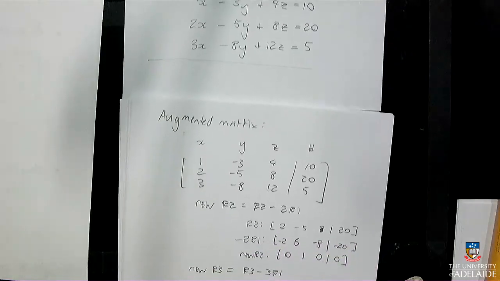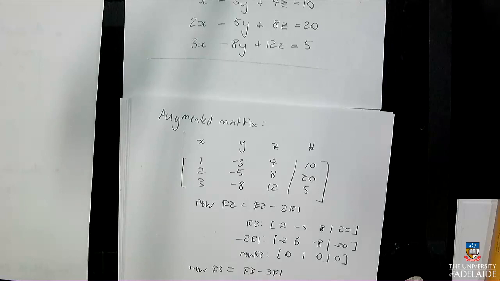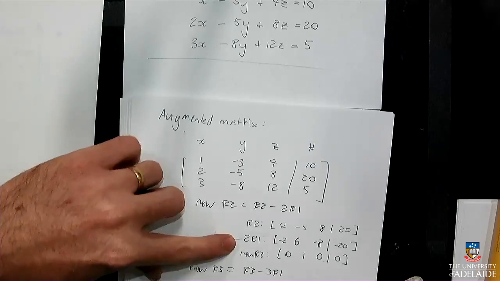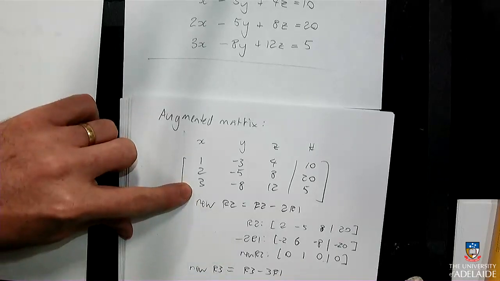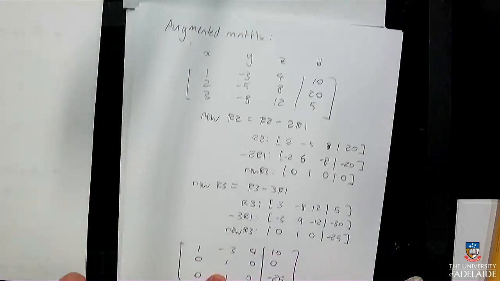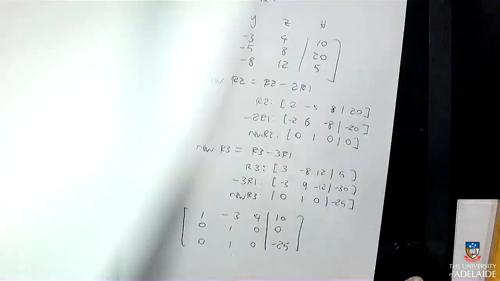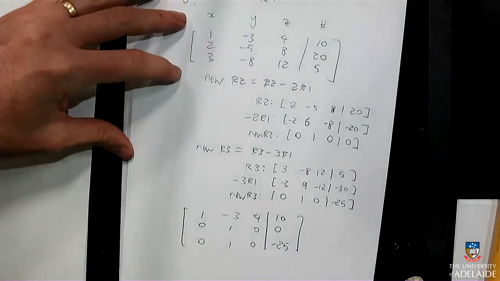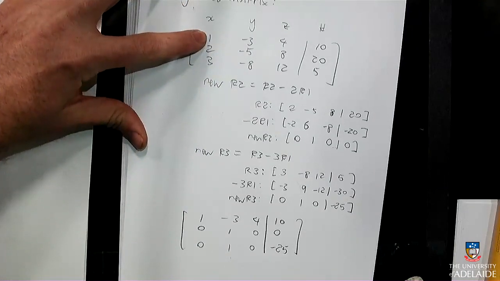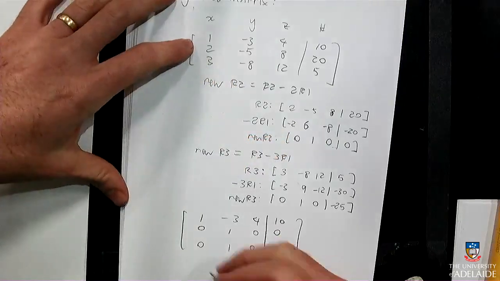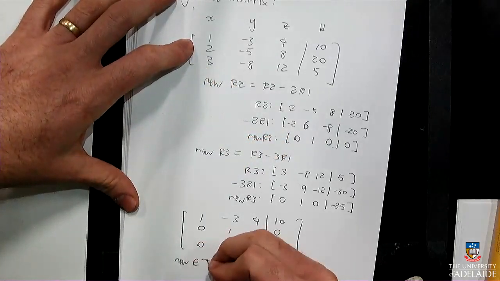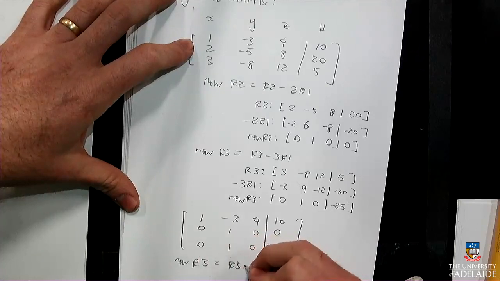Ooh, interesting. So my matrix is now 1, minus 3, 4, 10. My new row 2 is 0, 1, 0, 0. My new row 3 is 0, 1, 0, minus 25. I can see a problem. Sorry, here's my matrix. Let me just check if I've got that right. The old row 1 was 1, minus 3, 4, 10. The new row 2 is 0, 1, 0, 0. Okay, so what if I do row... No, new row 3 is the old row 3 minus row 2.